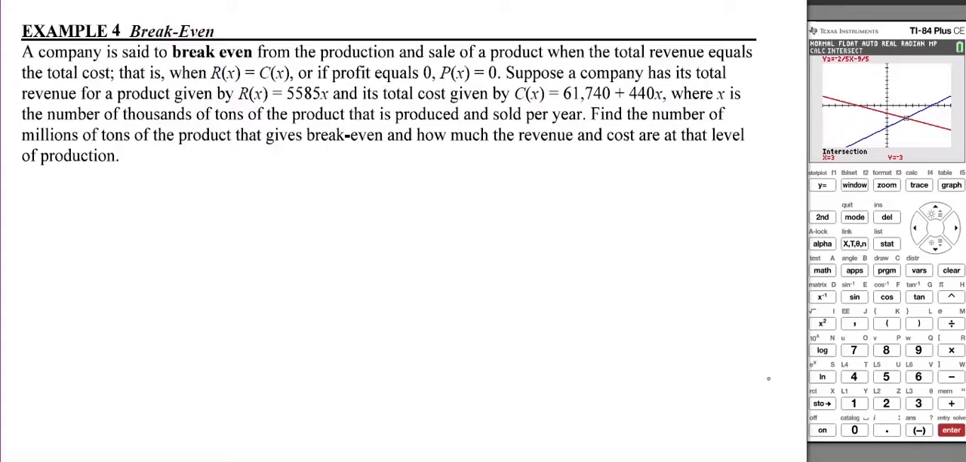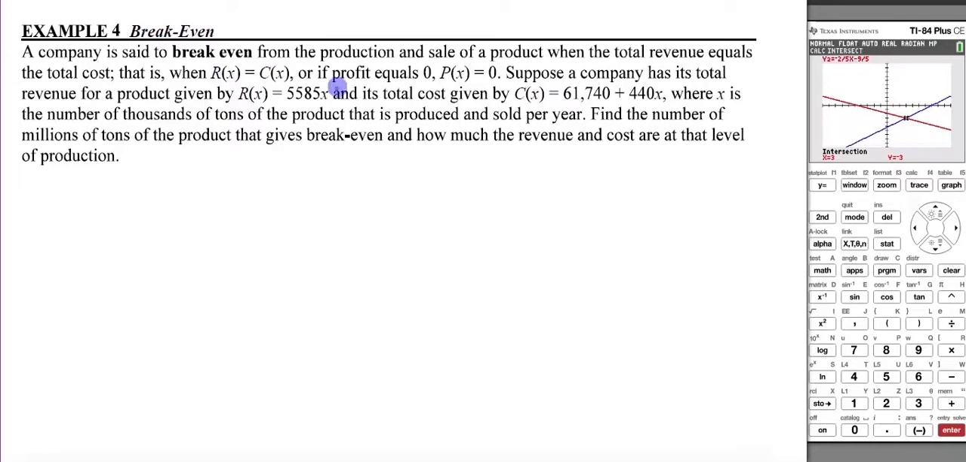Suppose a company has its total revenue for a product given by R of x equals 5,585x, and its total cost is given by C of x equals 61,740 plus 440x, where x is the number of thousands of tons of the product that is produced and sold per year. Find the number of millions of tons of the product that gives break even and how much the revenue and cost are at that level of production.